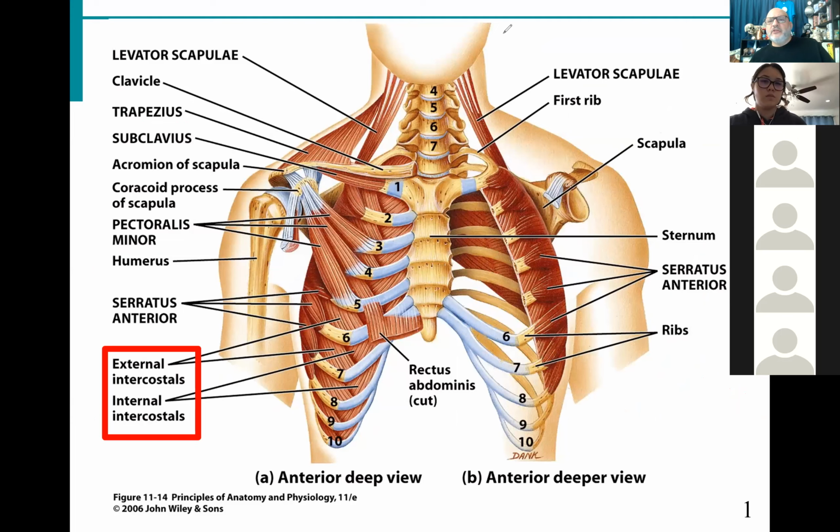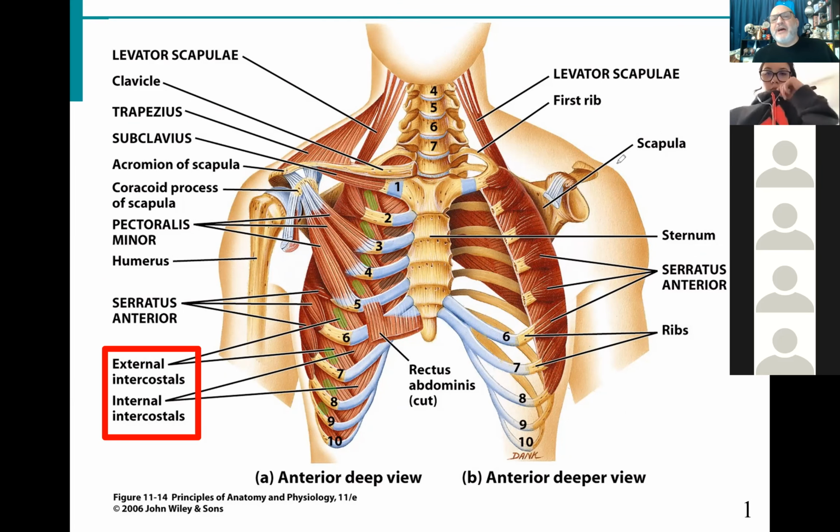Notice here, when we look closely at our picture, we can see here are the muscles that are deeper. They start at the sternum, they cover the cartilage, and their fascicles are going down and out. Whereas here, we can see these are superficial, they're more lateral, and their fascicles are coming down and in. So we can see this really nicely between the ribs.